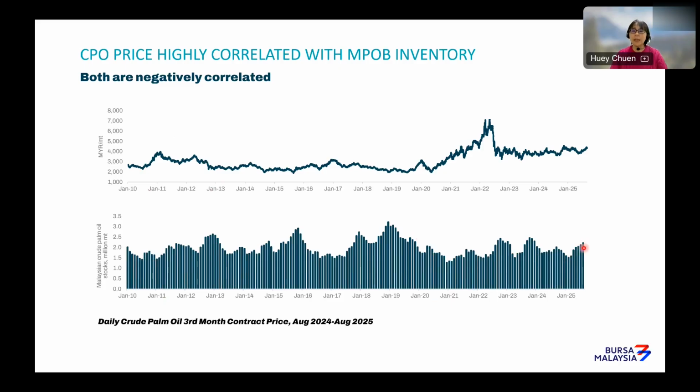Although the trend is up, why are CPO prices up? Of course, it's affected by other factors as well. But looking at here, production has already peaked. Which means that if you have any inventory build-up, it's already done during these few months. So maybe in the subsequent months, inventory will not keep building.